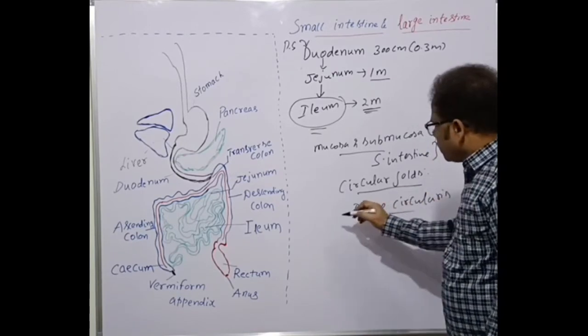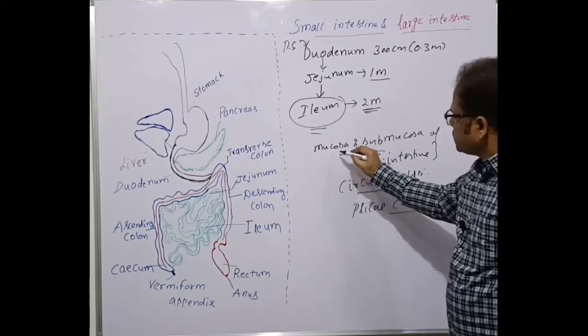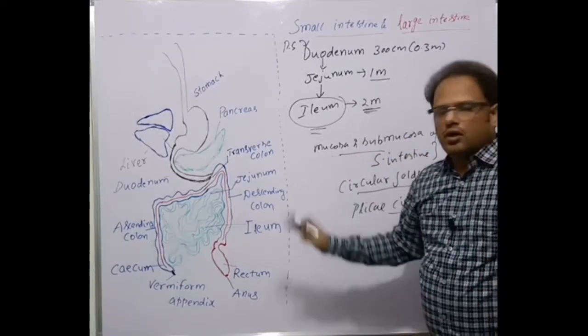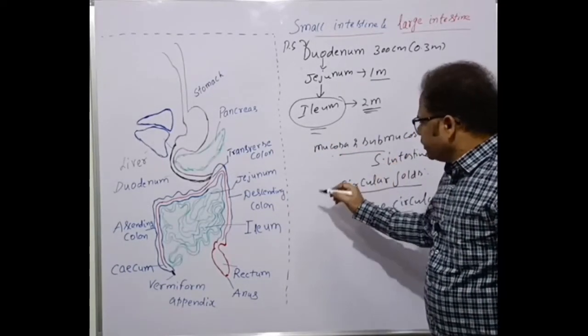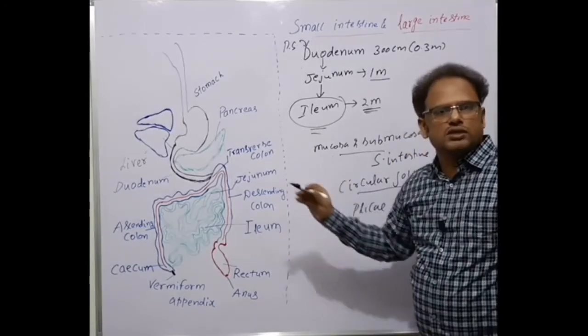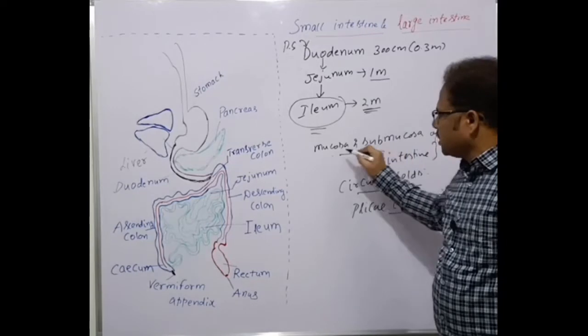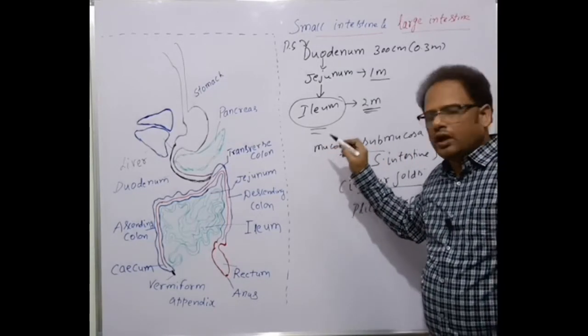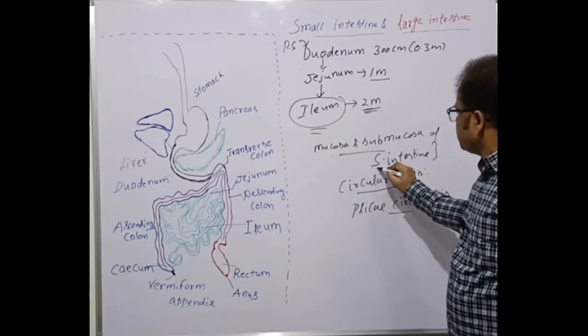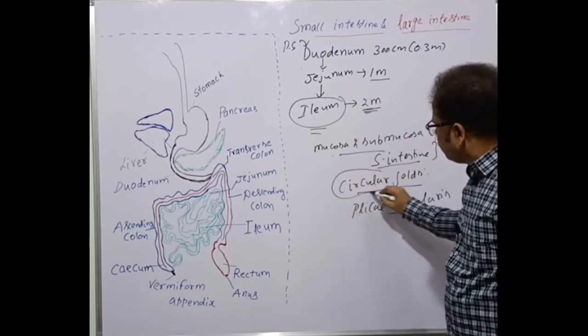So circular folds are formed by the mucosa and submucosa. They are the wall of this small intestine here. Okay, the outermost layer is the serosa, below the serosa is the muscularis externa, below which is the submucosa, and the innermost layer is the mucosa. In this one, the mucosa and submucosa of the small intestine have circular folds, very large folds.